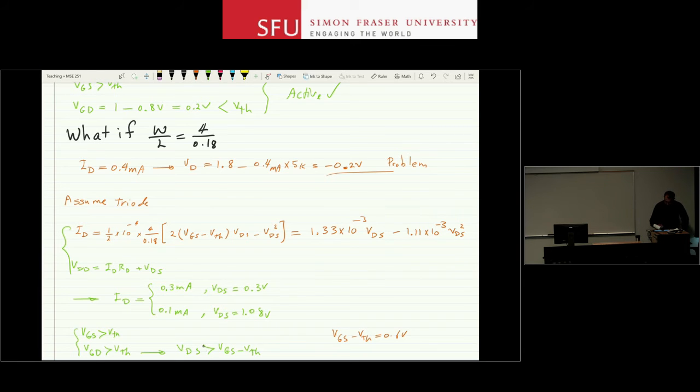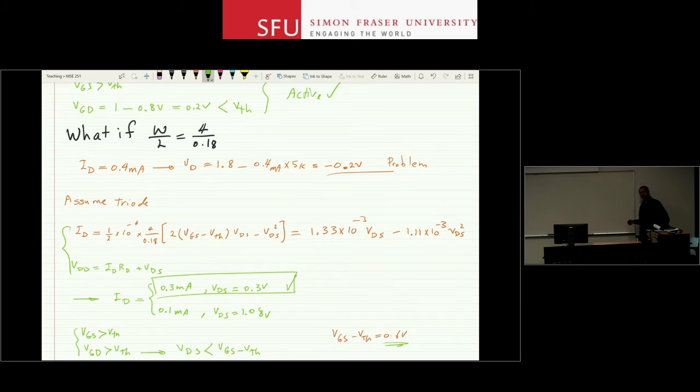Sorry, this has to be smaller. VDS less than VGS minus VTH. If it is larger, the device is in active region, right? So VDS has to be less than that, so 0.6 volts here. This is the one that is less. So this is the correct answer.